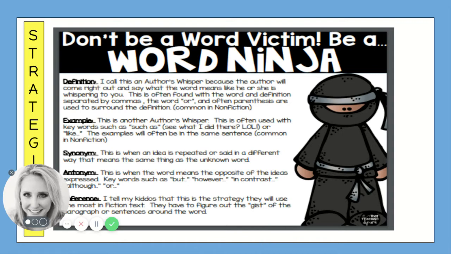Well, if they use words that are similar, they also use words that are different. An antonym. This is when the word means the opposite of the ideas expressed. So you're going to see keywords such as but, however, in contrast, although, or.